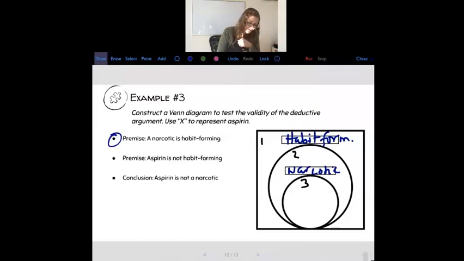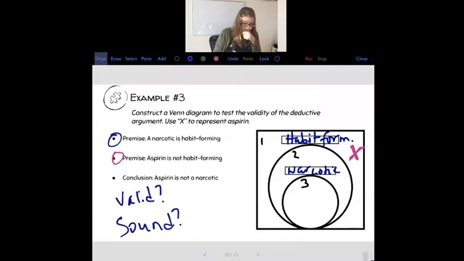So premise 2, aspirin is not habit forming. Our X would go in region 1 because that's outside of the set of things that are habit forming. Premise 2 is saying aspirin is not habit forming, so X goes outside of that. And now we check, is it valid and is it sound?